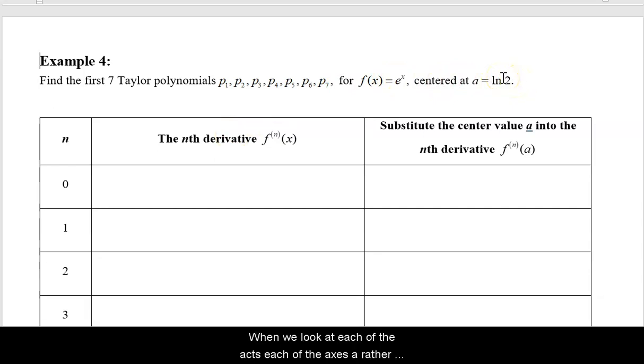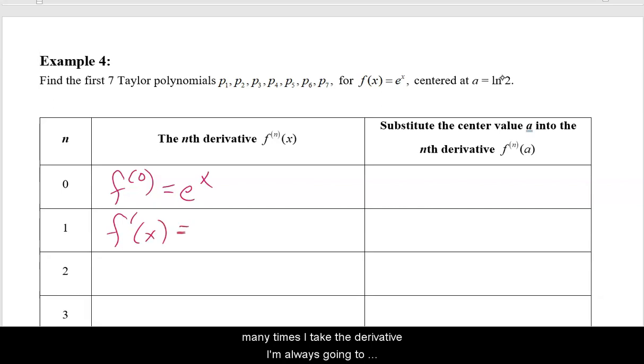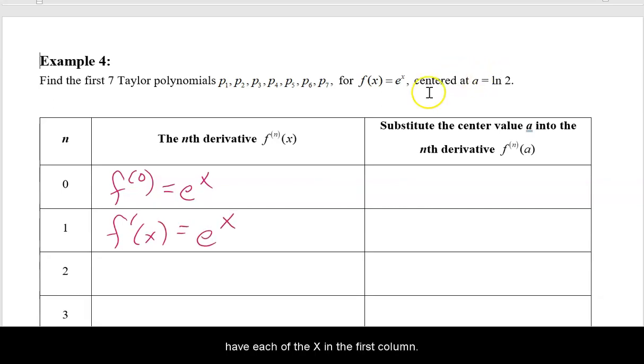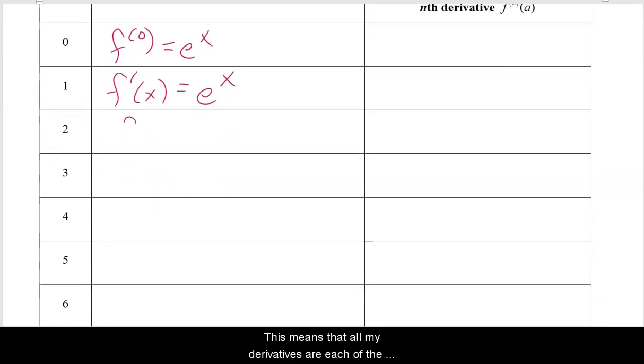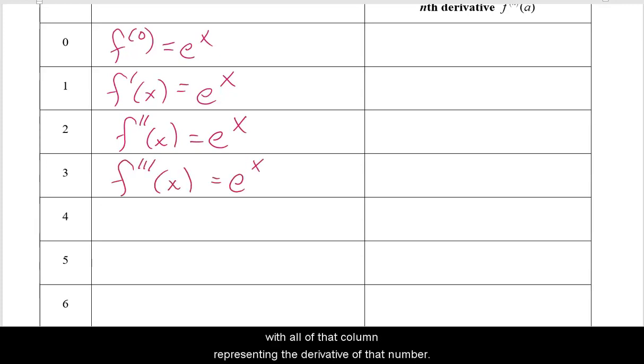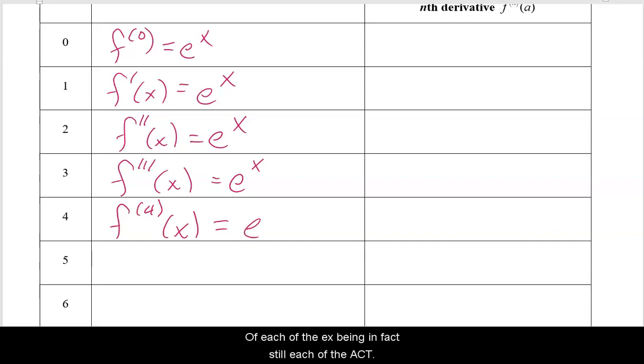e to the x is a rather special function, one of our favorites in fact, because the derivative of e to the x is always, yeah, you got it, e to the x, which means that no matter what I do and how many times I take the derivative, I'm always going to have e to the x in the first column. This means that all my derivatives are e to the x. So you can go ahead and fill in the rest of the chart with all of that column representing the derivative of that number of e to the x being, in fact, still e to the x.